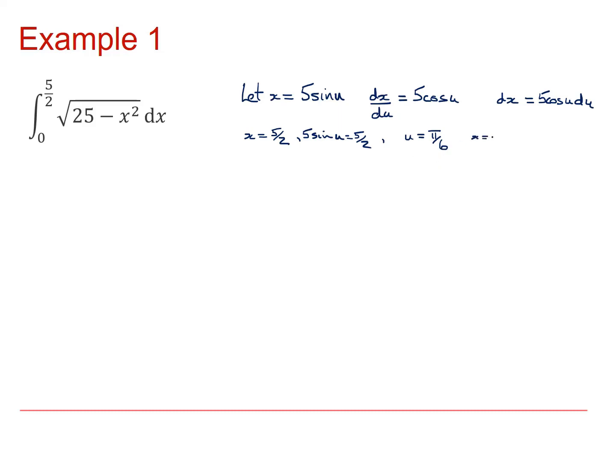I've also got x equals 0. 5 sin u equals 0. So u equals 0. So these are the two limits that I need to transform into. I've now got everything I need to do the substitution, so this integral is going to become the integral between 0 and pi by 6 of the square root of 25 minus 25 sine squared u, and then the whole thing is times 5 cos u du.